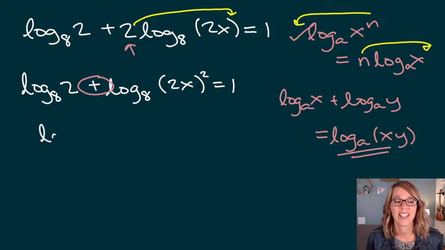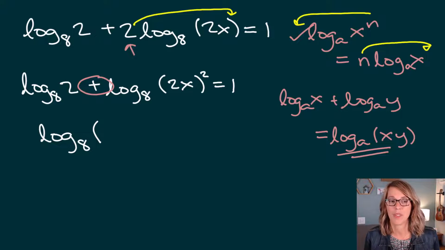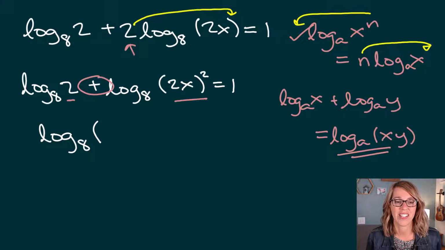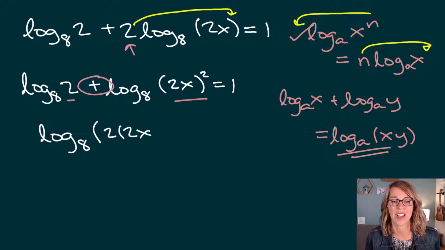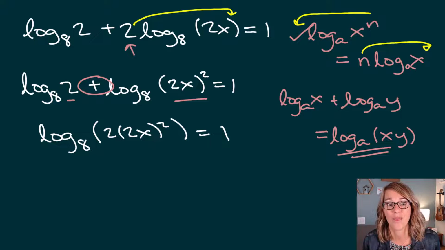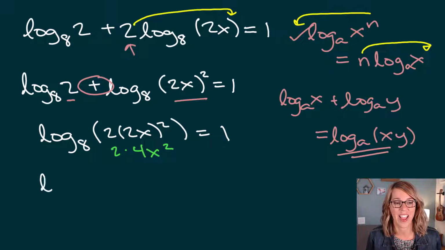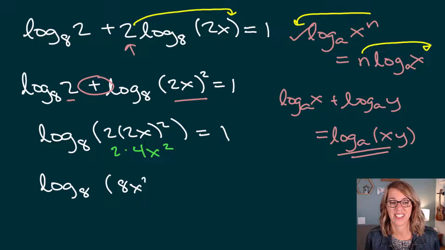So I'm going to condense this into a single log. So this is log base 8. Inside, I'm going to go ahead and multiply the 2 times the 2x squared. So I get 2 times 2x squared. We're going to do some simplifying there, equals 1. Okay, well, 2x squared is 4x squared. So I get 2 times 4x squared. So what I've got inside there, I can write as log base 8 of 8x squared is equal to 1.